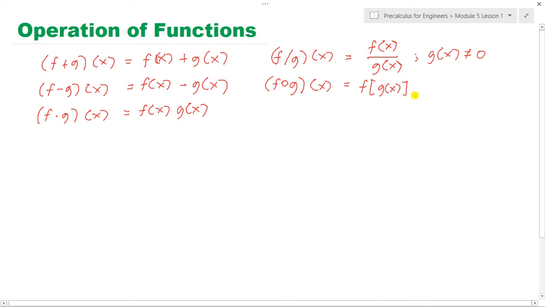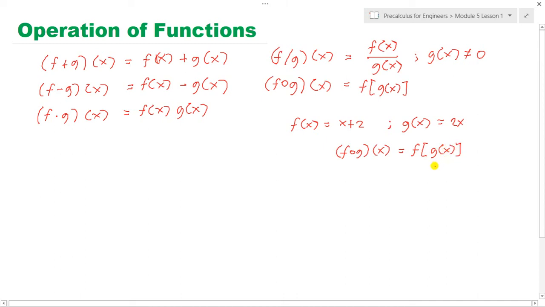Or it is performed as the value of x for our function f would be equal to the entire function of g of x. So let's say for example, we have here f of x is equal to x plus 2, and then we also have g of x is equal to 2x. Now when you say f of g, so f contains g of x, it is written in this way, right? f of g of x.